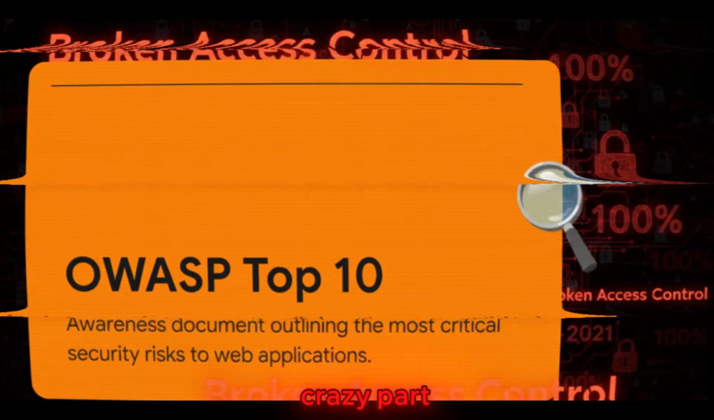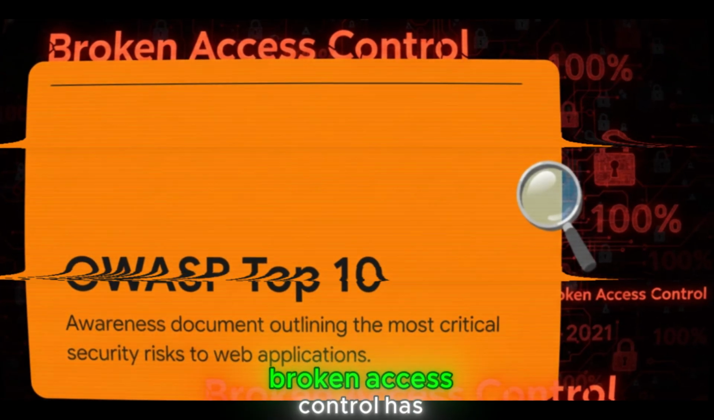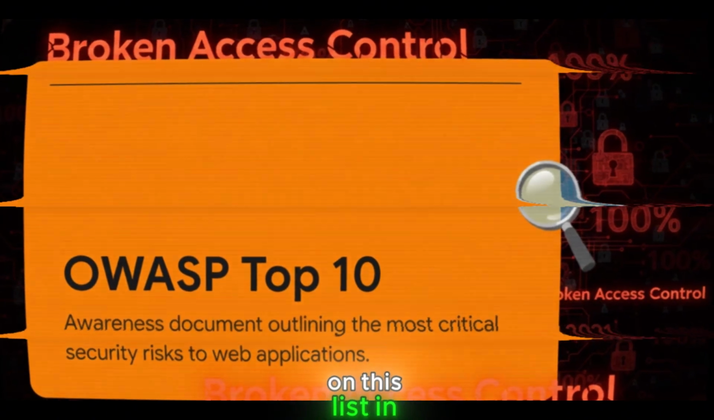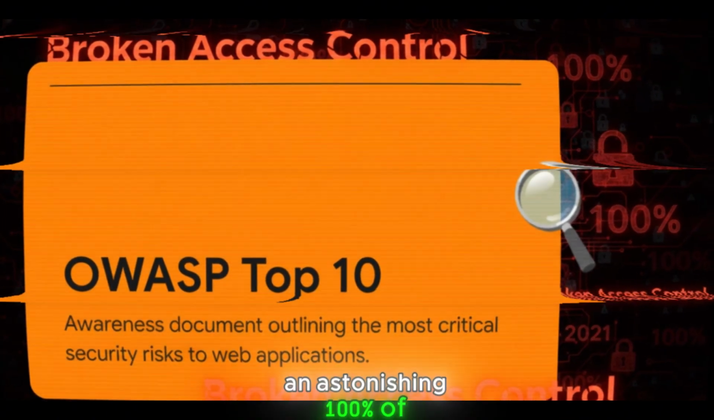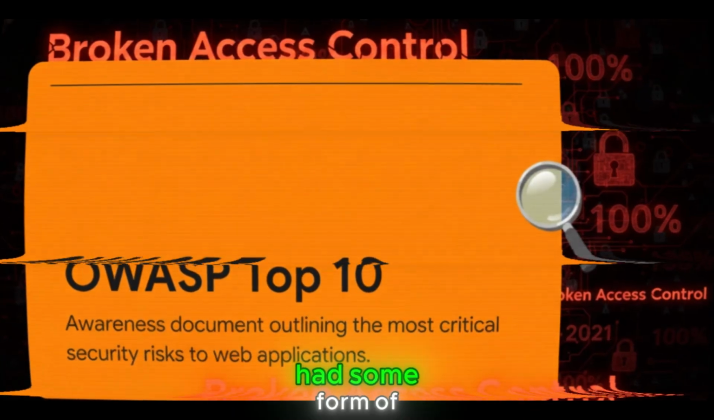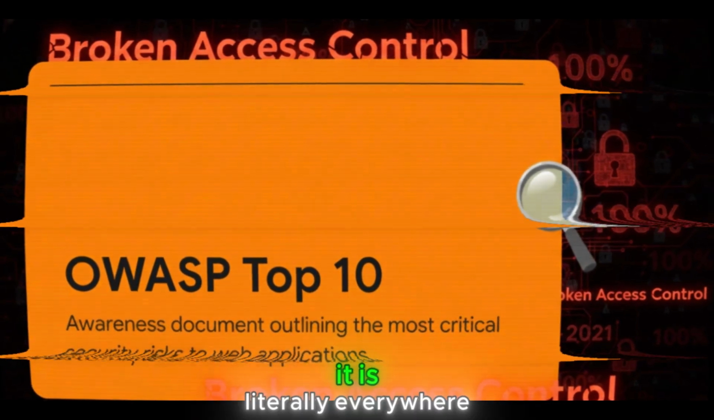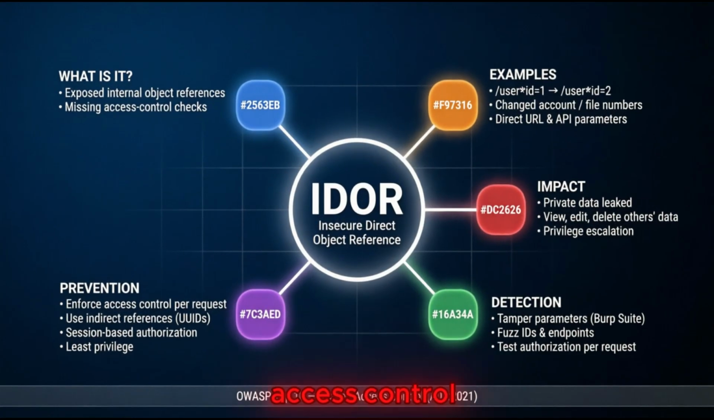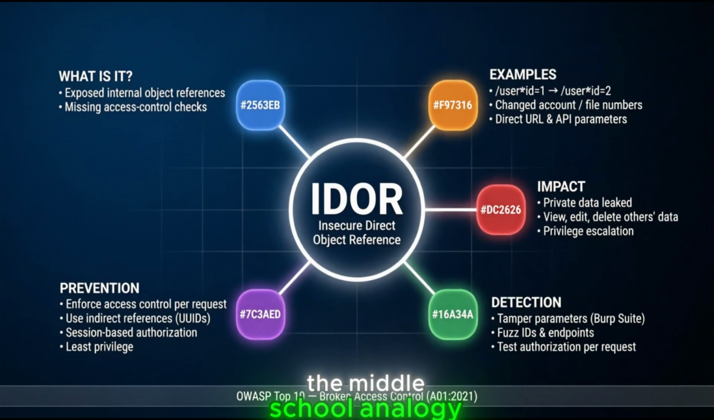And here's the crazy part. Since 2021, broken access control has ranked as the undisputed number one threat on this list. In their research, an astonishing 100% of tested applications had some form of this vulnerability. It is literally everywhere. Section 2. What is access control? The middle school analogy.